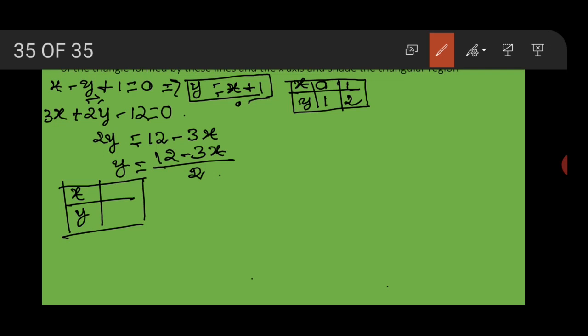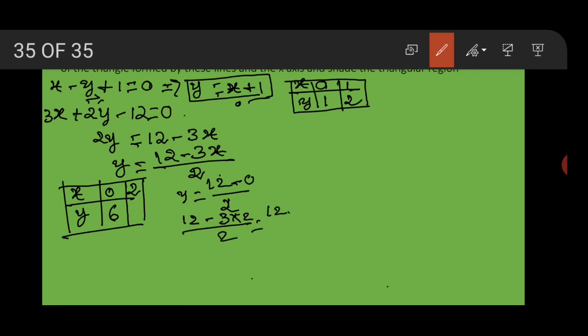Here prepare the value table. Give one value to x. Say if x is equal to 0, what happens? If x is equal to 0, then y is equal to 12 minus 3 into 0, 3 zeros are 0, divided by 2. 12 divided by 2 is 6. So y value is 6.